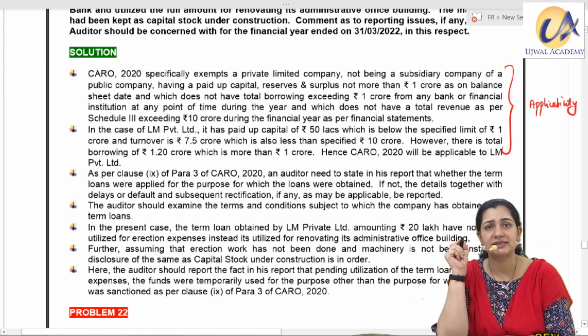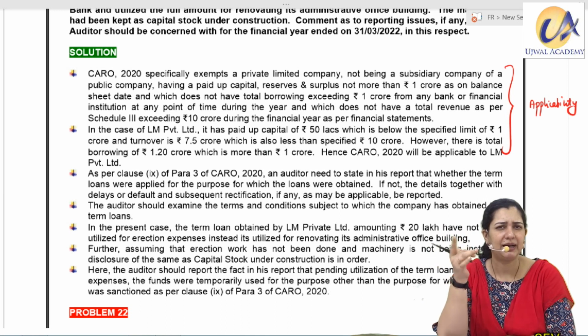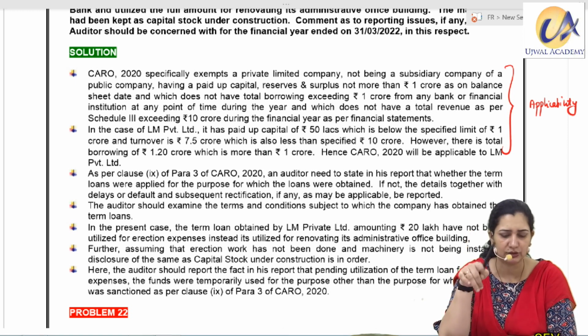So CARO exempts a private company if it is not a subsidiary of a holding or subsidiary of a public company. And three more things are there. Which are those three things? Paid up capital and reserves less than or equal to 1 crore. Yes, it is less than 1 crore here.